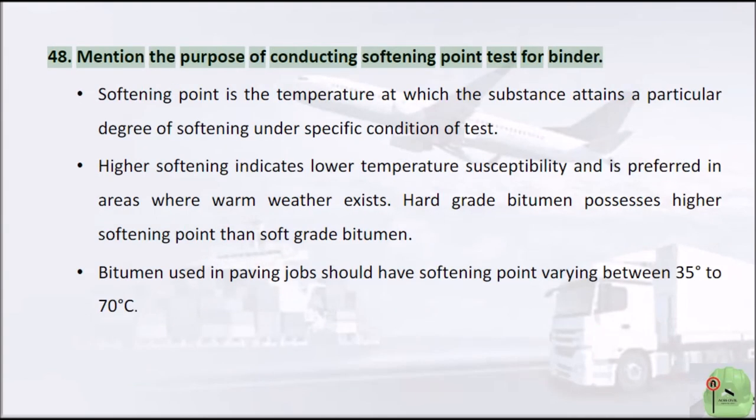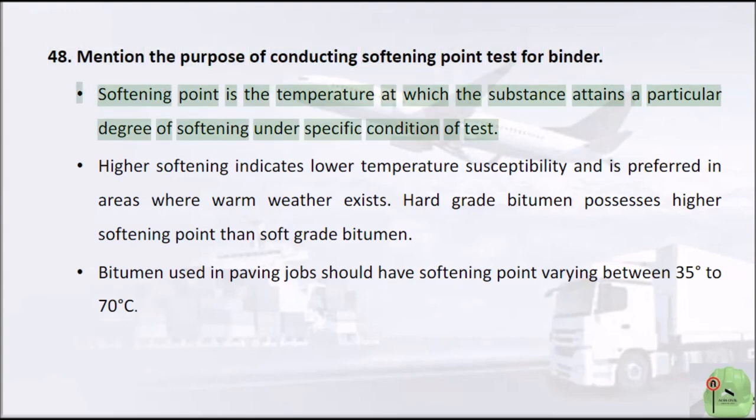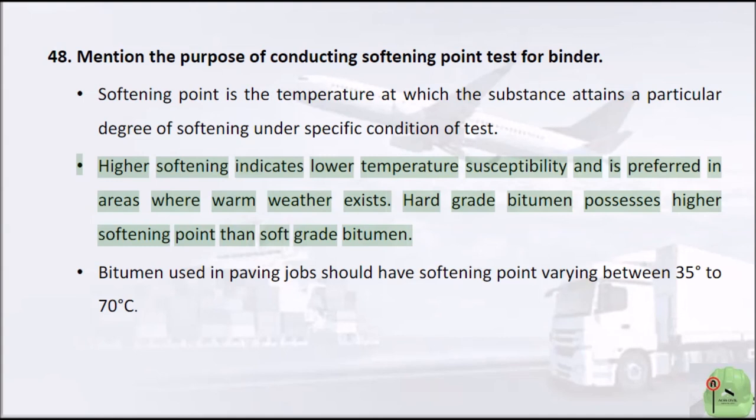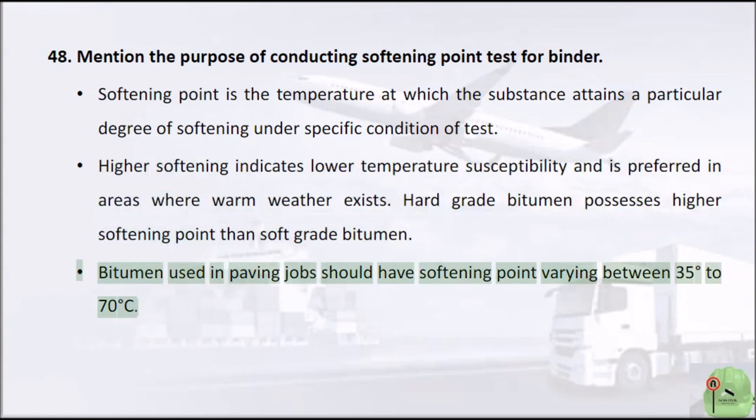Mention the purpose of conducting softening point test for binder. Softening point is the temperature at which the substance attains a particular degree of softening under specific condition of test. Higher softening point indicates lower temperature susceptibility and is preferred in areas where warm weather exists. Hard-grade bitumen possesses higher softening point than soft-grade bitumen. Bitumen used in paving jobs should have softening point varying between 35 degrees to 70 degrees Celsius.